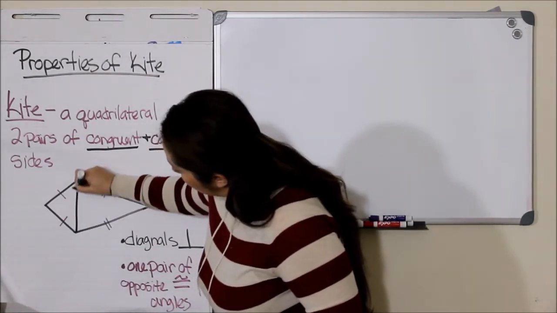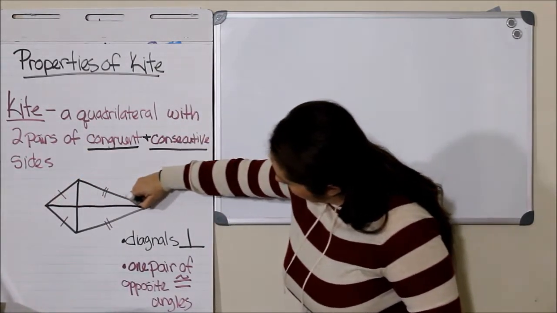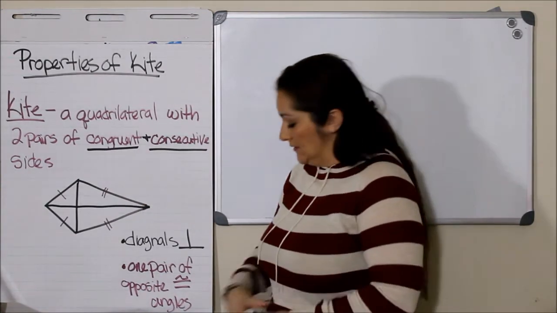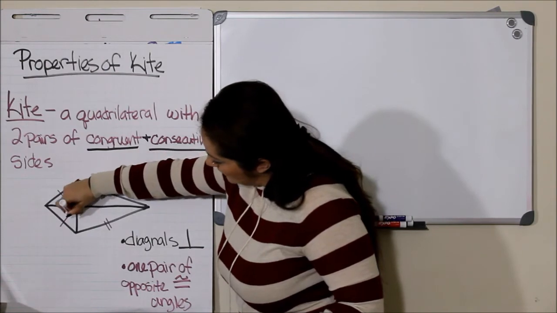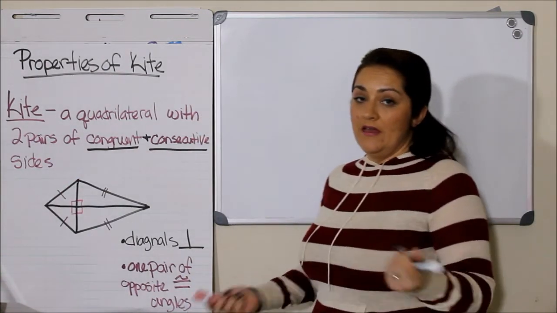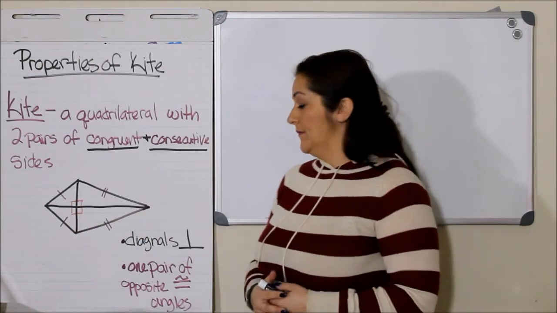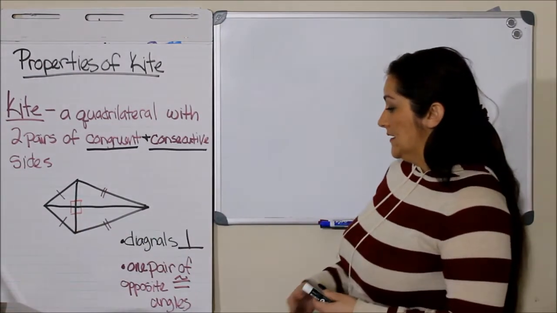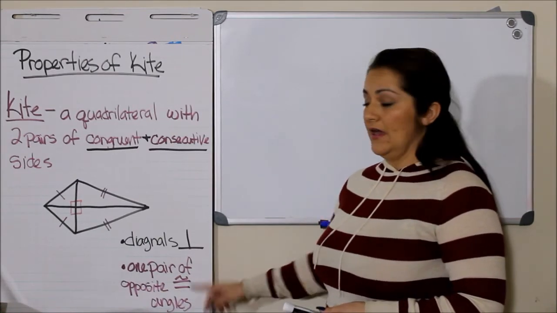So right here, these diagonals create perpendicular intersections. So I would know that all of these angles in here are 90 degrees. That may help me when I'm trying to solve problems because I know a lot about triangles. One of the other properties is that there is 1 pair of opposite congruent angles.